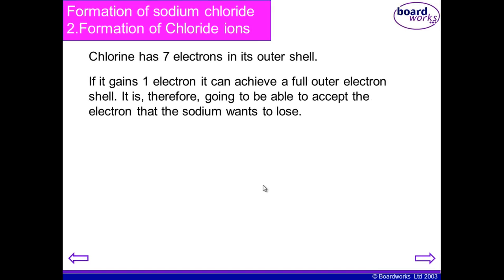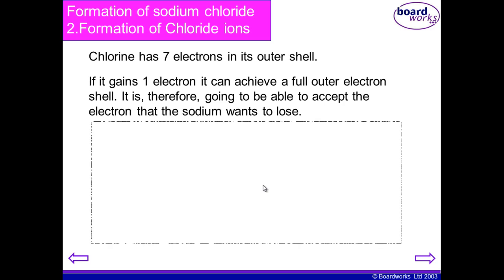Now chlorine is different. Chlorine's on the right hand side and it's a non-metal. It has 7 electrons in its outer shell. That tells you that it's in group 7. Now in order for chlorine to have a full outer shell, which it's trying to get to, it can either gain 1 electron to get to 8 or lose 7. So the quickest method is to gain 1.